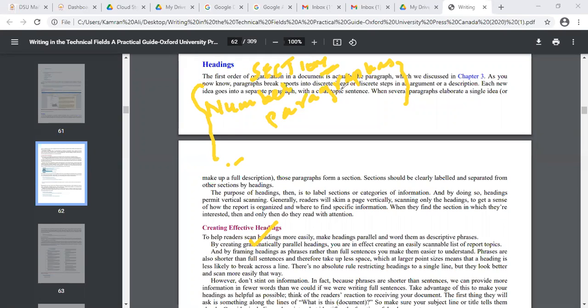Is that clear? So headings normally function in a similar manner to the way paragraphs function, the way topic sentences function, right? So when it's a long report, we divide it into sections, giving them different headings. I hope you have understood this point. Now, creating effective headings. How to create effective headings? Let me scroll down.